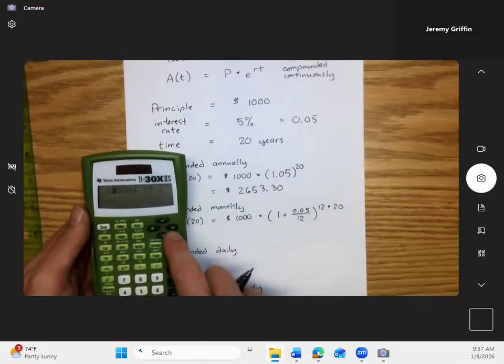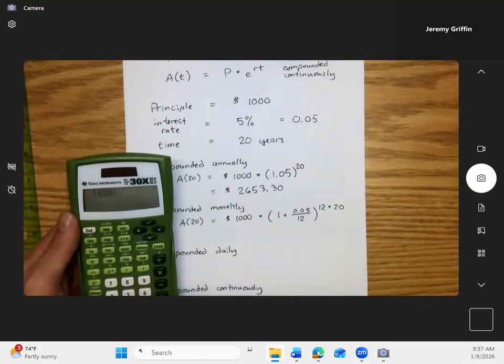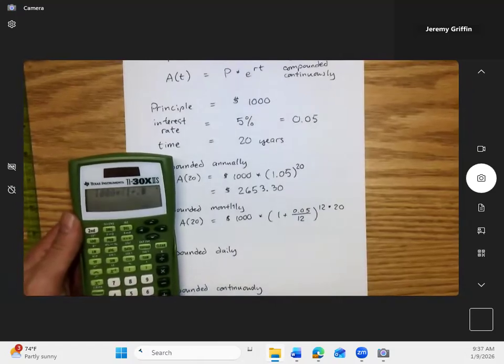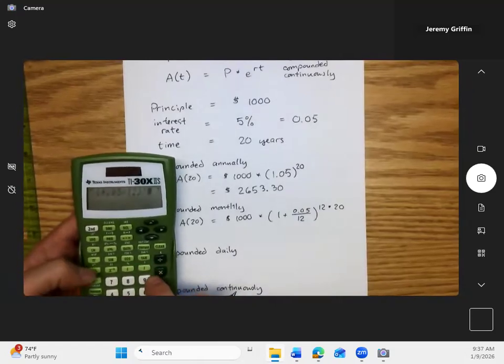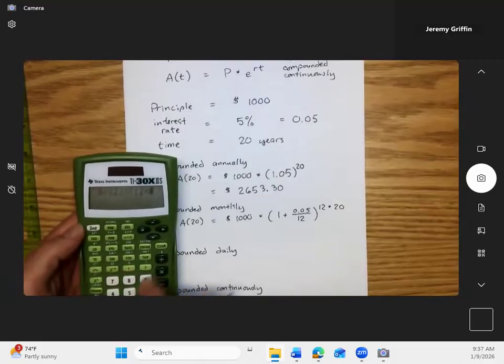Okay, so up in the calculator, 1,000 times, and then in parentheses 1 plus 0.05 over 12, close parentheses to the power of, and then open parentheses 12 times 20.